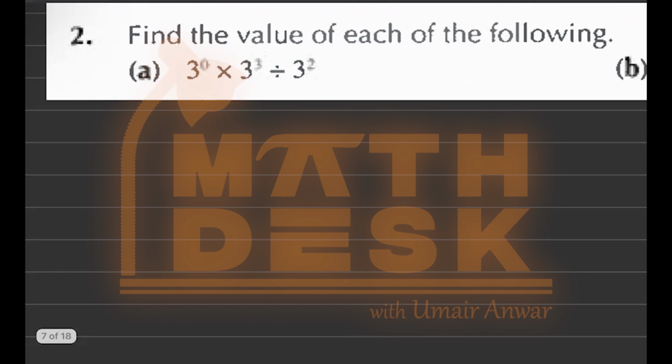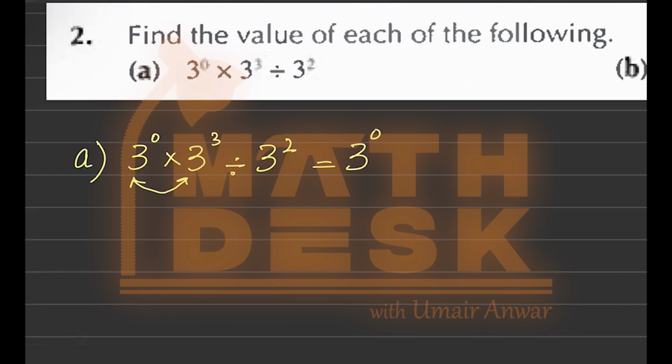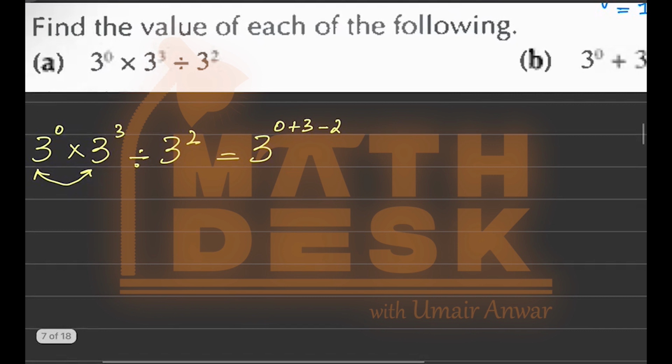Now, in the second question, it says that 3 raised to 0 multiplied by 3 raised to 3 divided by 3 square. And this would be equal to, when the two bases are same and they are being multiplied, their indices should be added. So 3 raised to 0 plus 3, and the base which is written after the division sign, its index should get subtracted. So we would have 1 over here, and the final answer would be 3.